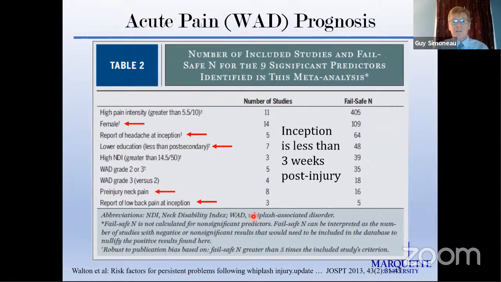Additional factors to consider: being female, reporting that you now have headaches as part of your presentation, a lower level of education, a previous history of neck pain, and a combination now of neck pain and back pain, which is again an indicator of central sensitization. Those five additional factors have also been shown to be prognostic of people with moderate to severe long-term disability from whiplash-associated disorder.